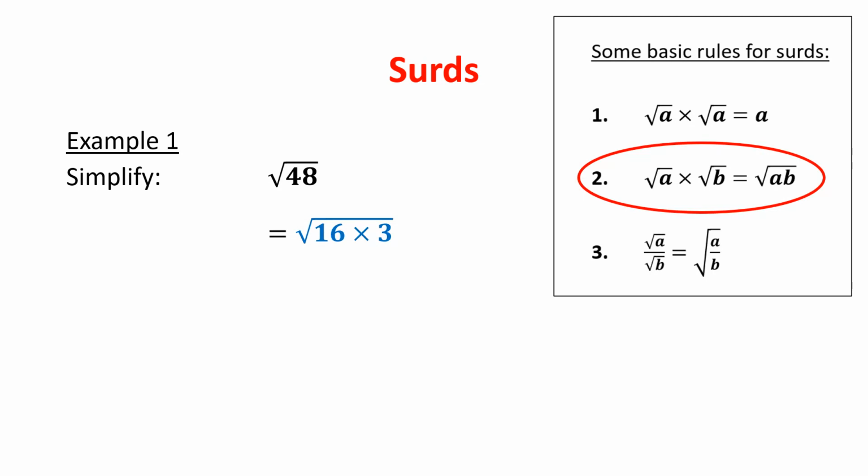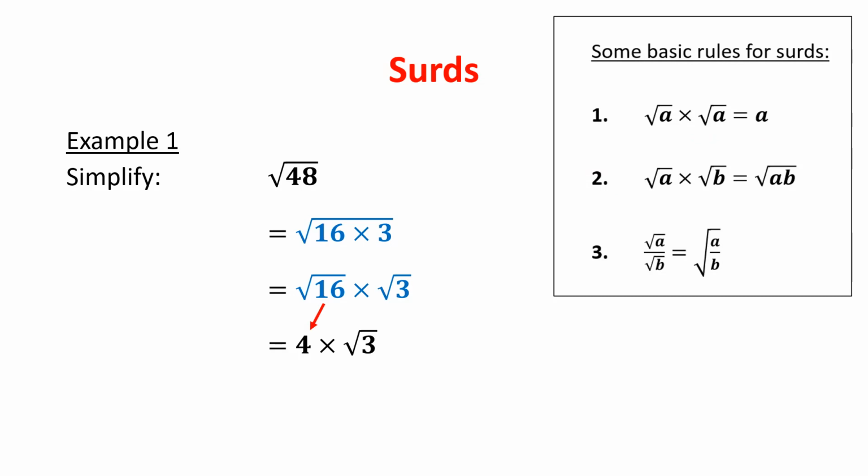So, now looking at our second rule, the square root of 16 times 3 can be broken up into the square root of 16 times the square root of 3. Now, I know the square root of 16 is 4, so this whole thing simplifies down to 4 times the square root of 3, which is in the form we want, 0 plus 4 times the square root of 3. I wouldn't write it in this form. I'd leave it as 4 square root 3.